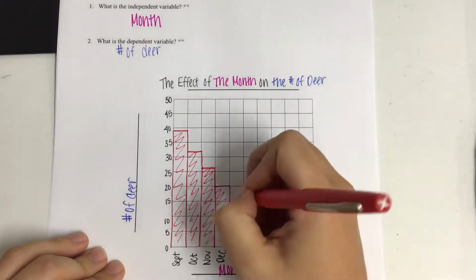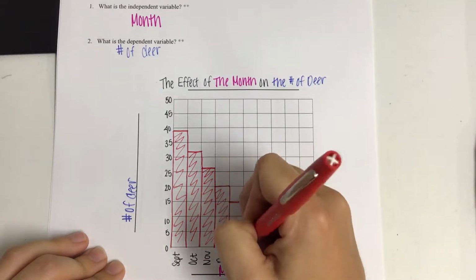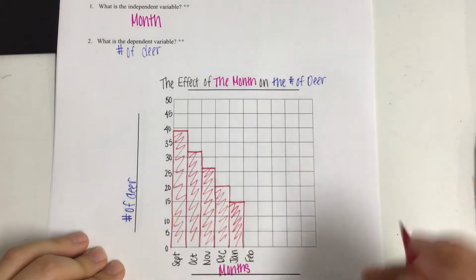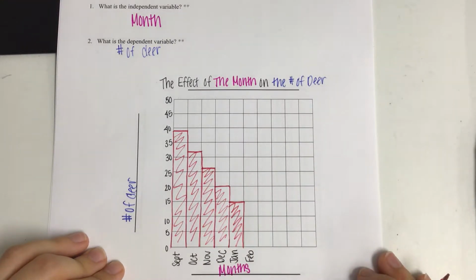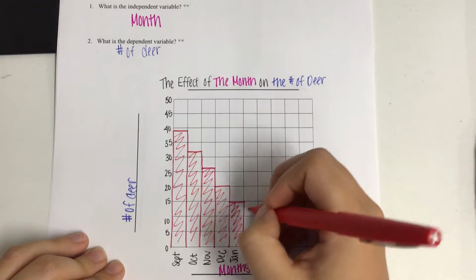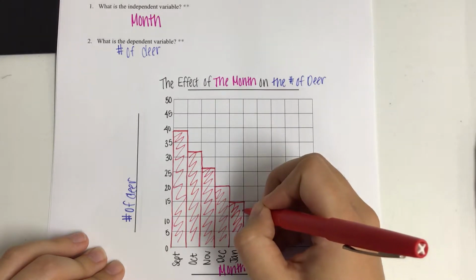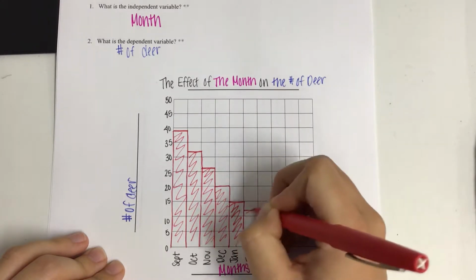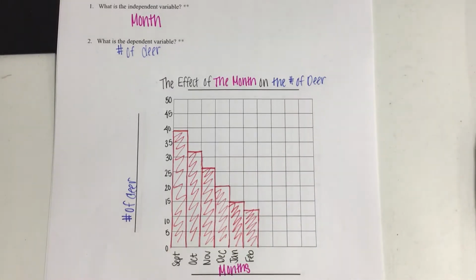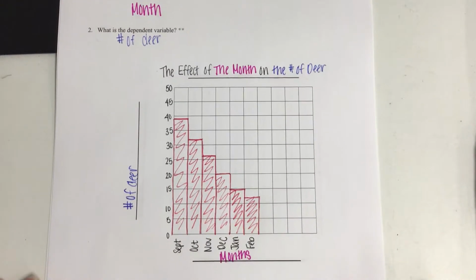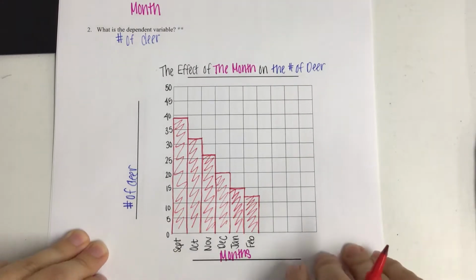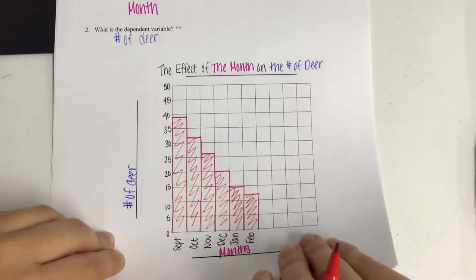January, we had exactly 15. And February we had 12, so that's in between 10 and 15, but a little bit closer to 10. Okay, so there's our bar graph. If you guys need to pause the video at this point to make sure you have everything, you may do so. Okay, so go ahead and look at our next page.